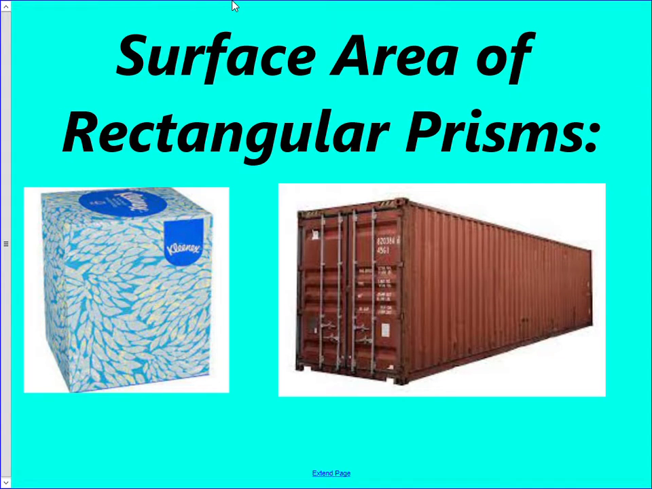Today we're going to talk about the surface area of rectangular prisms. Here are a couple of examples of rectangular prisms. Well, a rectangular prism is basically like the shape of a Kleenex box or a shipping container.